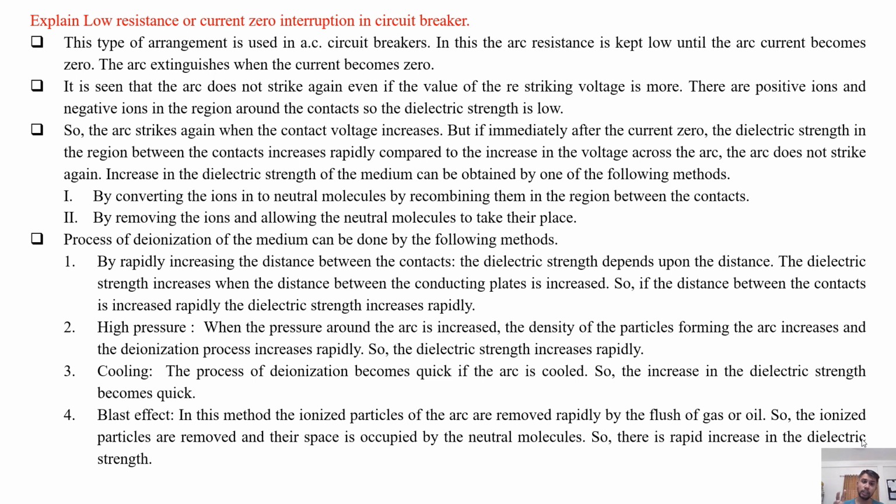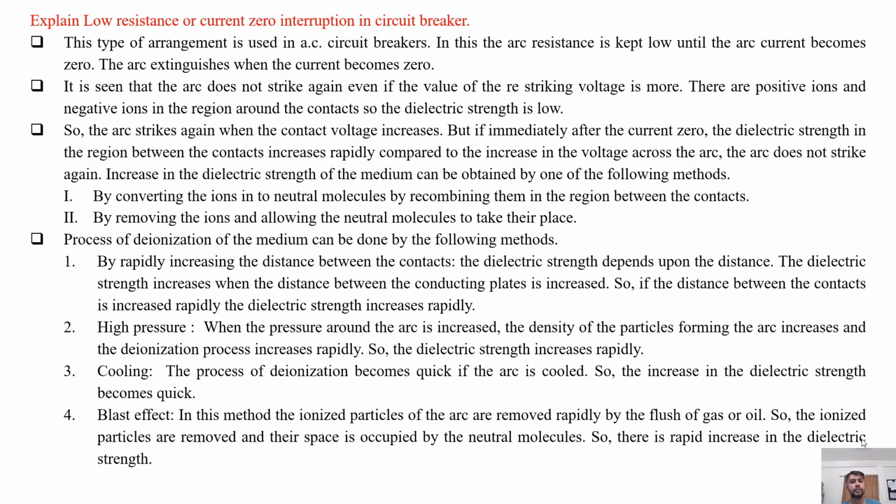There are positive ions and negative ions in the region around the contacts, so the dielectric strength is low. So the arc strikes again when the contact voltage increases. But if immediately after the current zero, the dielectric strength in the region between the contacts increases rapidly compared to the rate of rise of the striking voltage, the arc does not strike again, which means the arc is interrupted.